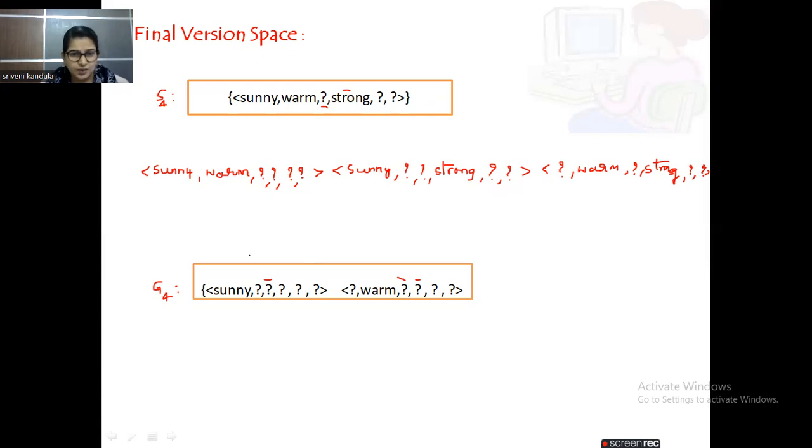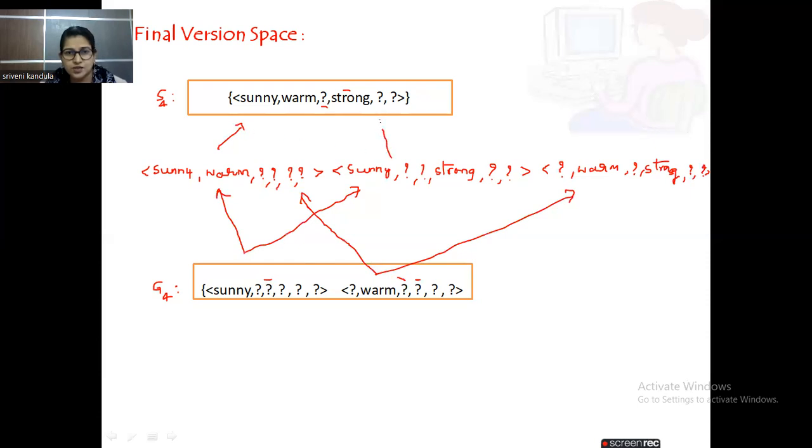So let us map it. From this we obtain these two. And then from this hypothesis we obtain this and this. So finally all these are mapping to this. So this is how the version space is built up.